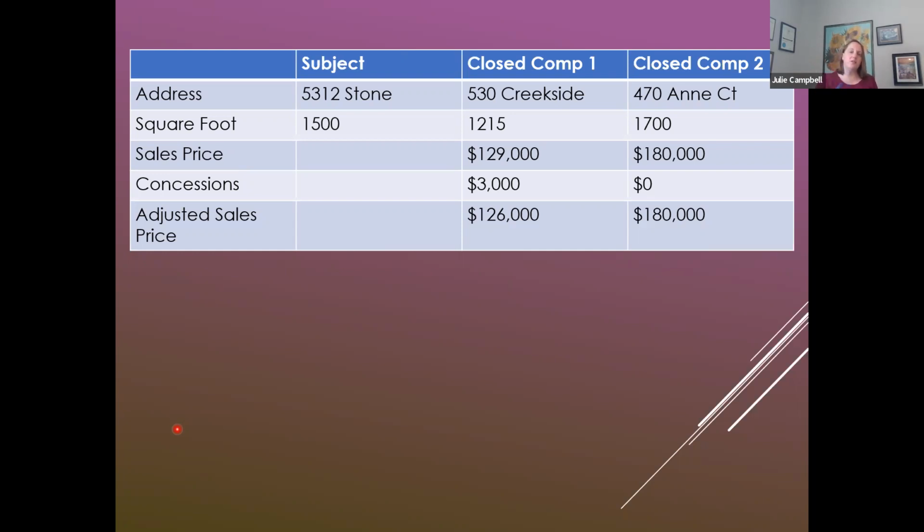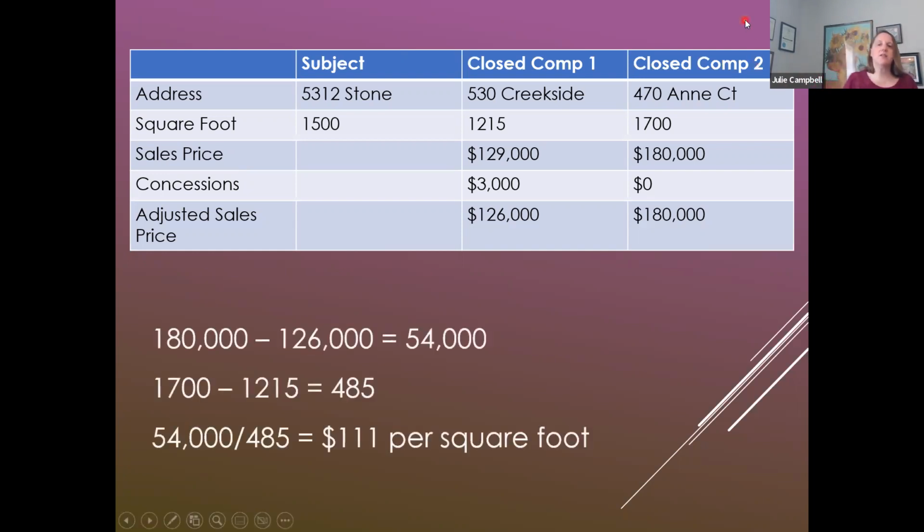If we were just studying these two comps, the only difference that we know of between the two comps is the square footage and the price, right? Comp 1 has 1,250 and it closed for $126,000. Comp 2 has 1,700 and it closed for $180,000. If the appraiser wanted to determine the cost of a square foot, they would have to find the difference between the square footage and the price. So the difference in the two prices is $54,000. Comp 2 is $180,000, comp 1 is $126,000.